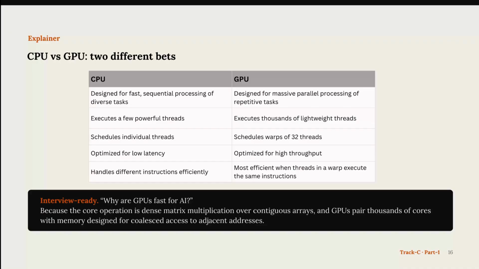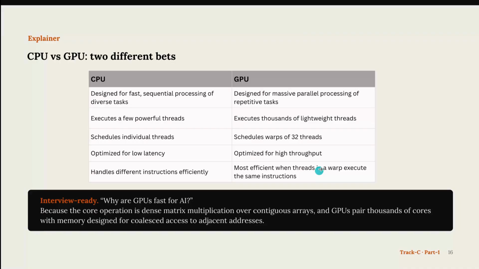CPU works on scheduling individual threads. This works in a collection of 32 threads. This is optimized for low latency. This is optimized for high throughput. Throughput as in, imagine it like a bandwidth. We want 2 Gbps, 3 Gbps of bandwidth for our internet. Similarly, GPU is optimized for the number of calculations per second. How many calculations can it do per second? This handles different instructions efficiently. Here, a warp executes the same instruction on different data sets. That's what it's optimized for.